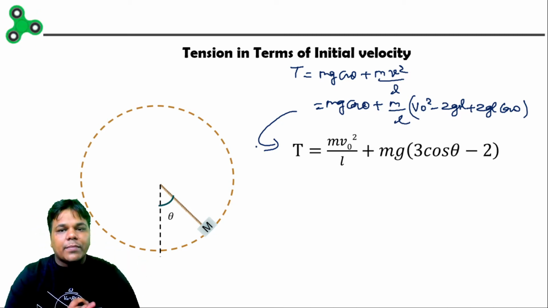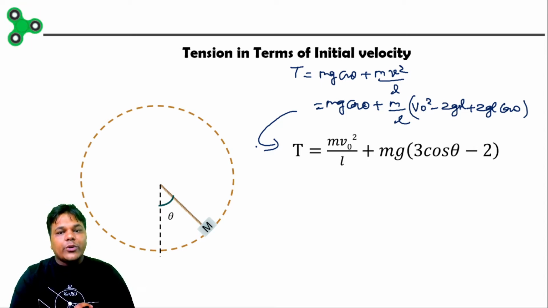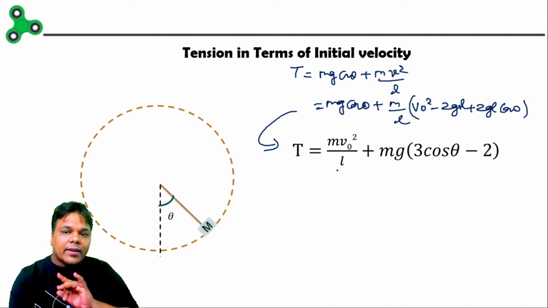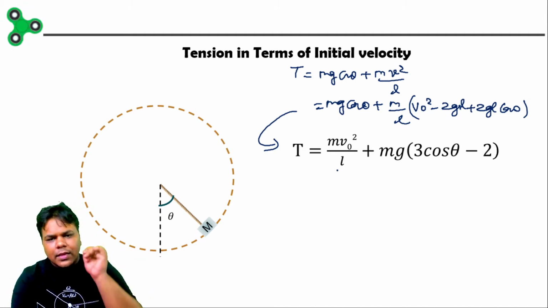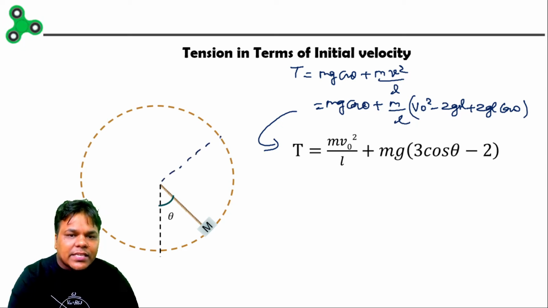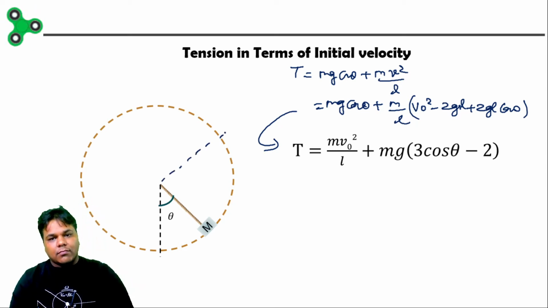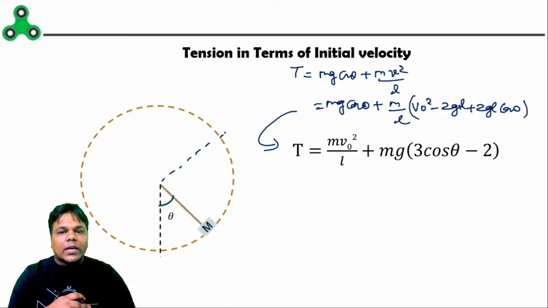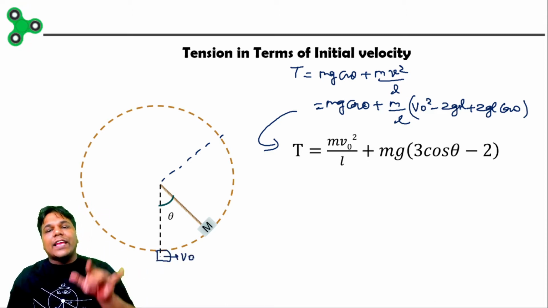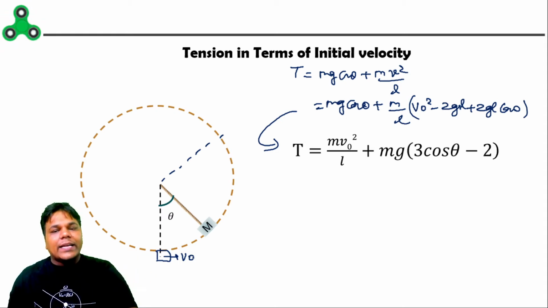Now this is very much important, guys. This formula you need to remember precisely: mv naught square by L plus mg into (3 cos theta minus 2). Remember, I told you earlier, in the upper half, tension can be 0 at any point. Got it? So how can we calculate, if initial velocity is given like v naught, that the tension is 0 at that particular point?